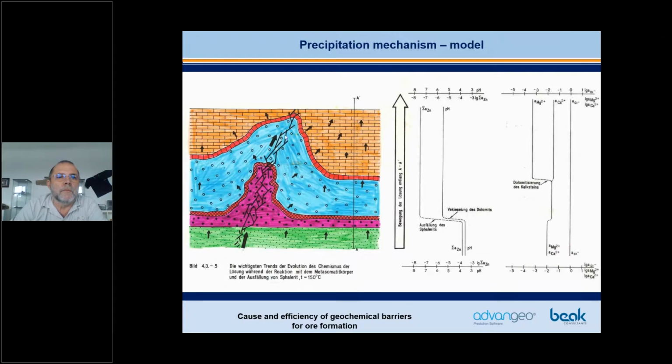So we have this exploration model. We have the fissure zone, the fault, and we have the sandstone where the solution is in equilibrium with the sandstone, so nothing happens. And once it meets the limestone, the reaction starts. So we have the different zones of the metasomatite body, the reaction rims, and where the zinc minerals are settling.